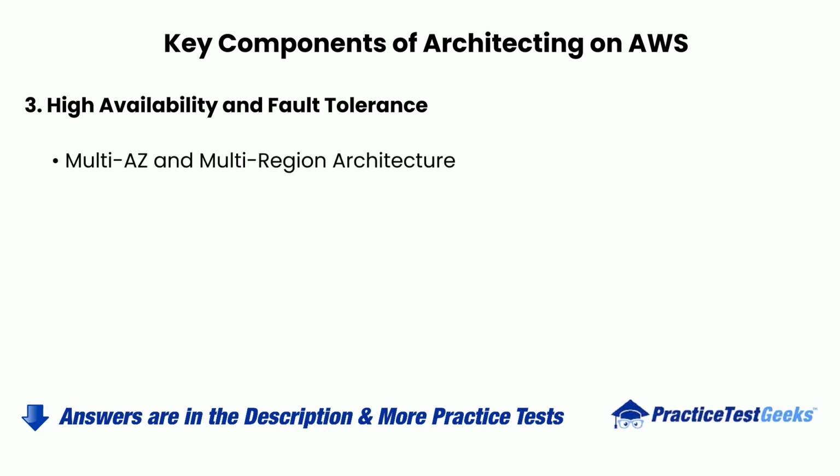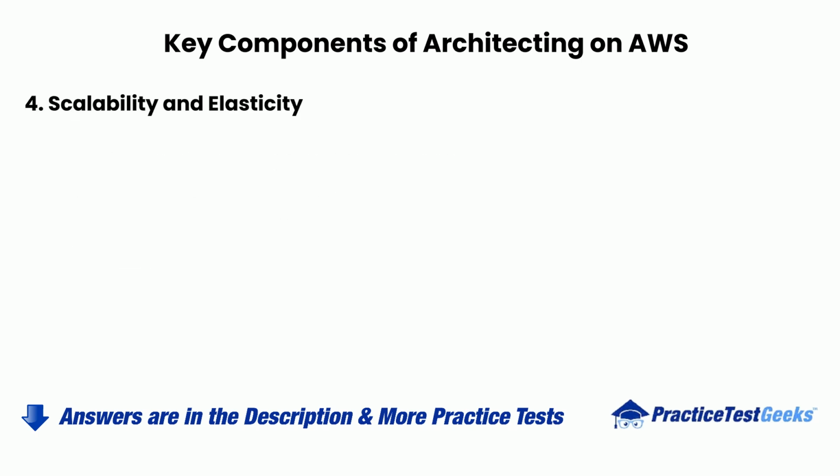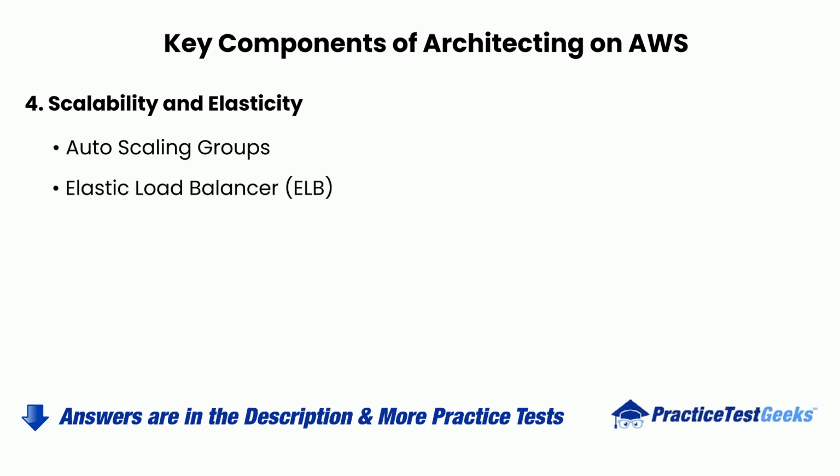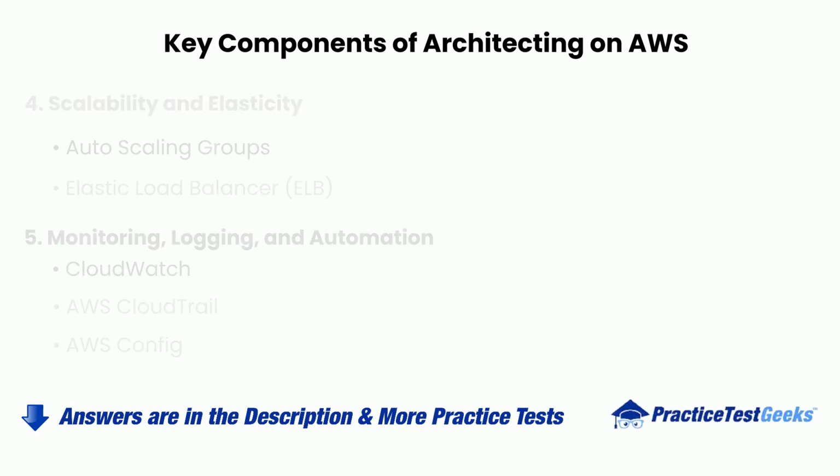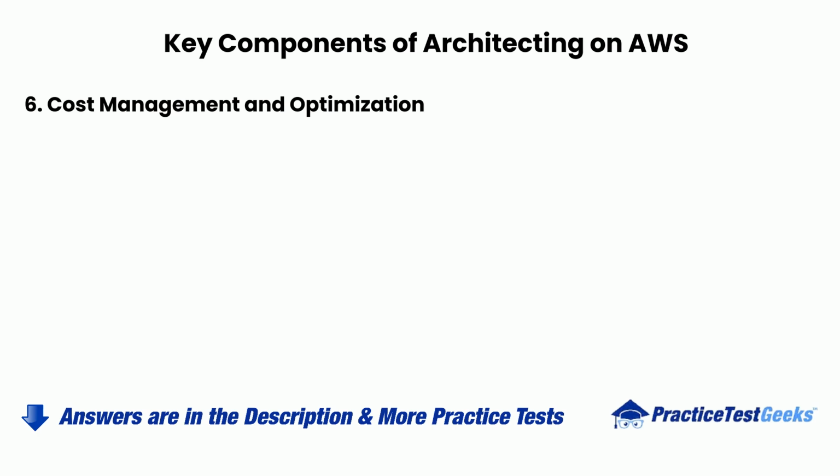Multi-AZ and multi-region architecture, Elastic Load Balancing or ELB, auto scaling. 4. Scalability and elasticity: auto scaling groups, Elastic Load Balancer or ELB. 5. Monitoring, logging, and automation: CloudWatch, AWS CloudTrail, AWS Config. 6. Cost management and optimization.